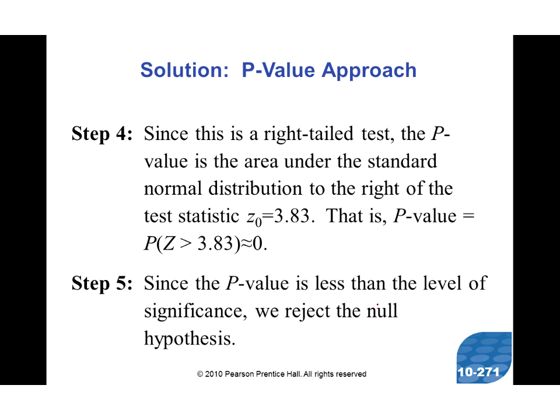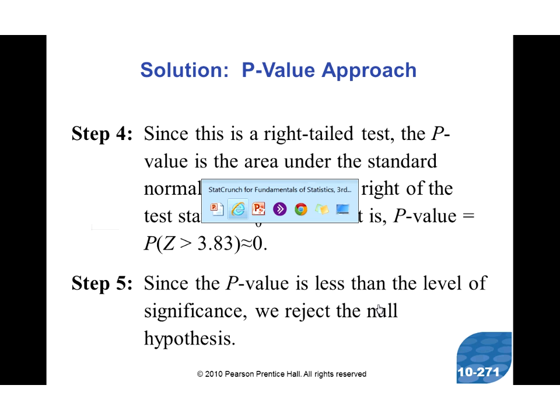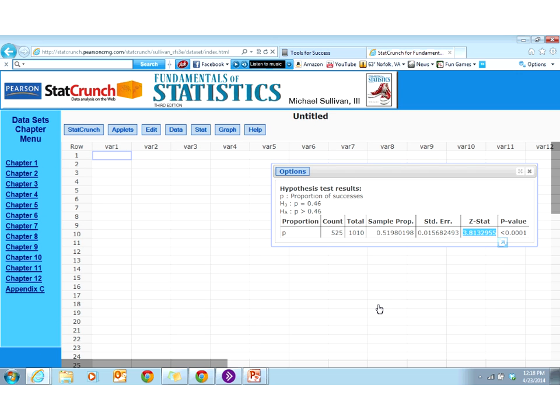Now, there's another approach. It's called the p-value approach. And that actually calculates the area under the normal distribution to the right of the test statistic. If you look here, there's our p-value. This p-value is less than 0.00001, which makes sense because that's way over on that normal curve. This is going to be a tiny little number.